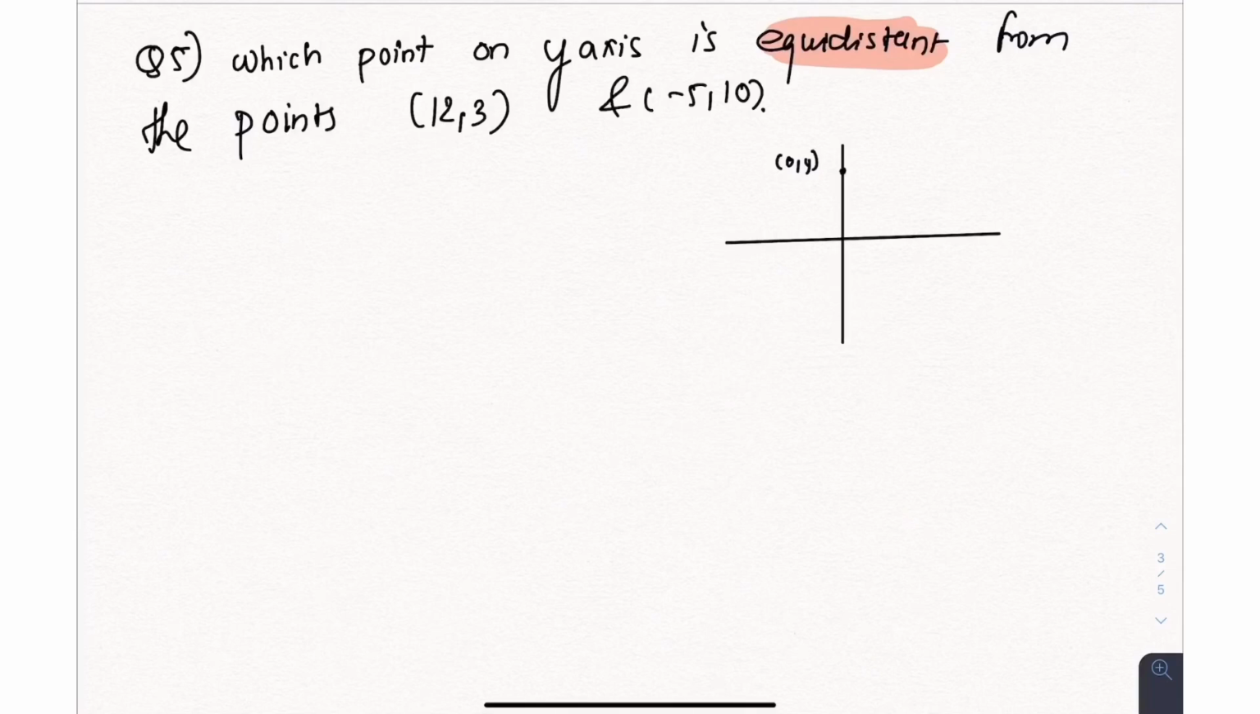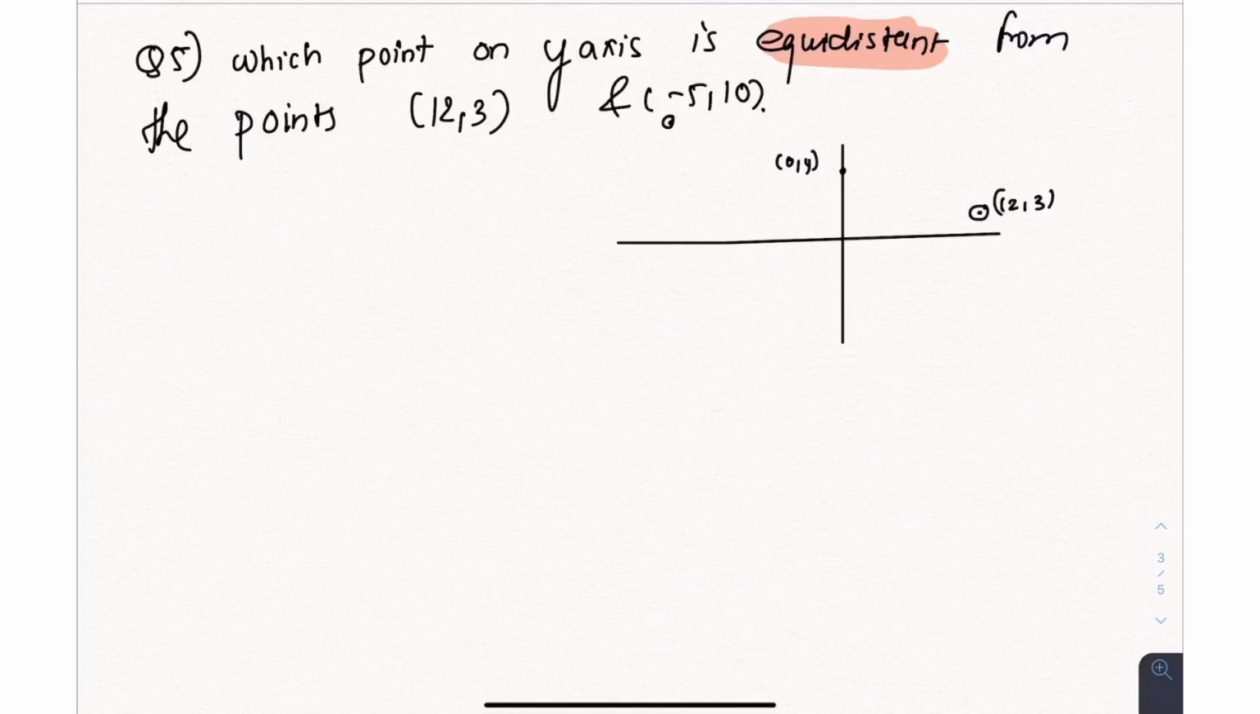So I'm assuming the point is (0, y), and we are going to plot (12, 3). Suppose (12, 3) will be over here. This is just a rough diagram, guys. I'm drawing this for your understanding. Okay, so you'll get an idea of exactly how this is going to look. Next is (-5, 10). Suppose (-5, 10) is somewhere over here. Is it clear? Yes, because x is negative and y is positive.